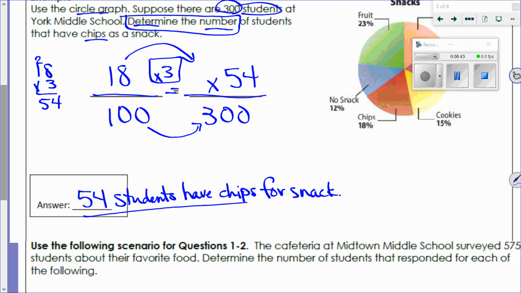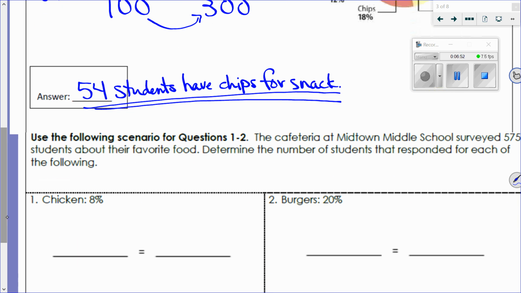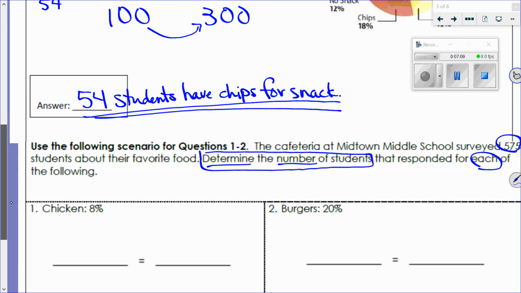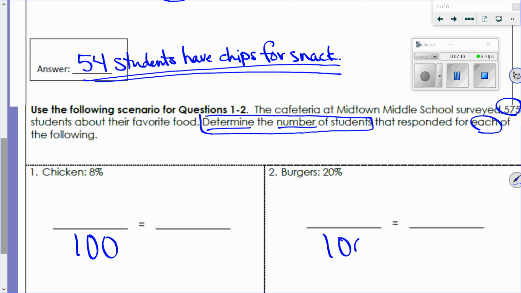Any questions on any of the steps that we just took on that? Okay, so let's do another one then. Now we're going to change the information up a little bit. The cafeteria at Middletown surveyed 575 students about their favorite food. Determine the number of students that responded for each of the following. So there's our task, determine the number of students. You can see our setup has already been done for us. The only thing we didn't do is put the 100 there, but you can go ahead and do that on both of them if you want to.